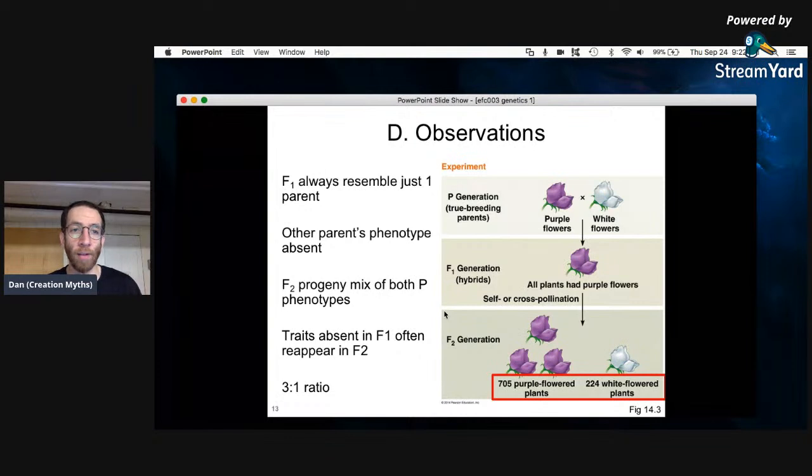The last thing is the numbers. So if you look down here, you have a constant ratio of approximately 3 to 1. So in this case, it was 705 to 224.